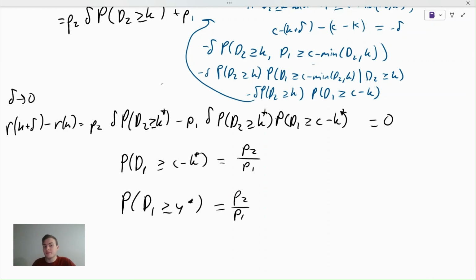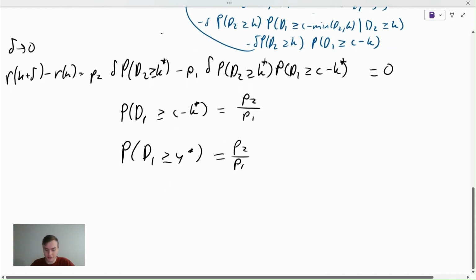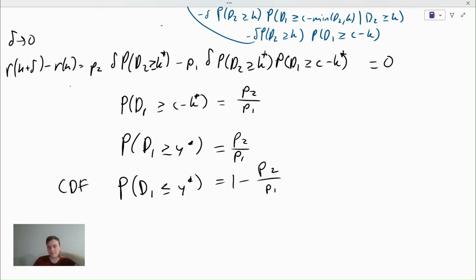We need information about the distribution of those higher price customers, but not necessarily the lower price customers, because really our services are targeted towards those higher price customers, or rather our pricing scheme is targeted towards attracting more higher price customers. We can easily write this in terms of the CDF by doing the complement of this probability, right? Probability D1 less than or equal to Y star is the CDF of D1, and then we'd have to do 1 minus the probability, so 1 minus P2 over P1.